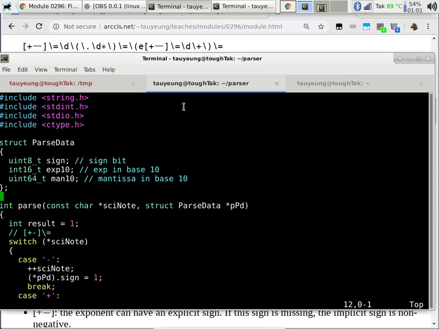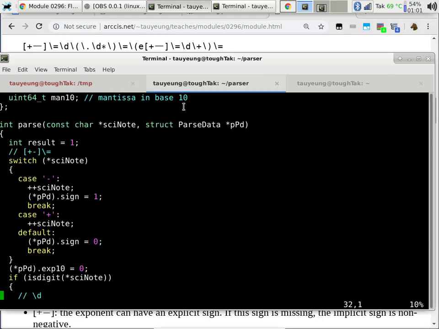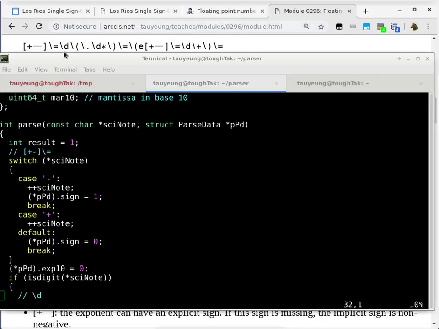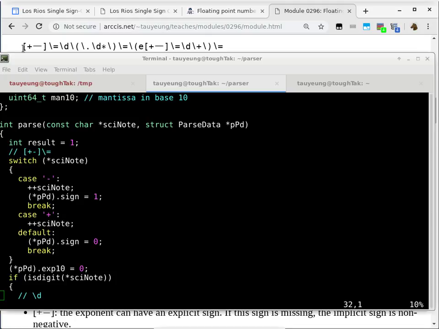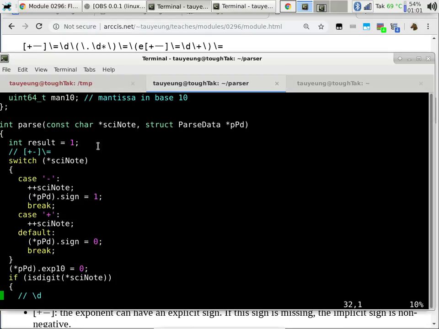All right, so now we look at parse, which is the actual logic of parsing. The way I'm going to do this is I will leave the syntax description or the regular expression up there, so that way we can refer to the regular expression as I explain the logic in code. The first part I have to parse is plus minus with a backslash equal to. That means the sign of the number itself is optional. It may be there, it may not be there. If it's not there, the implicit sign is positive.